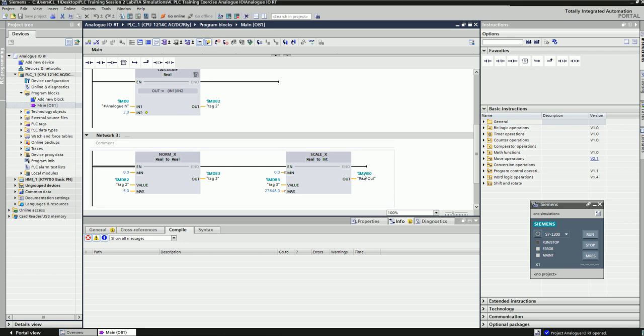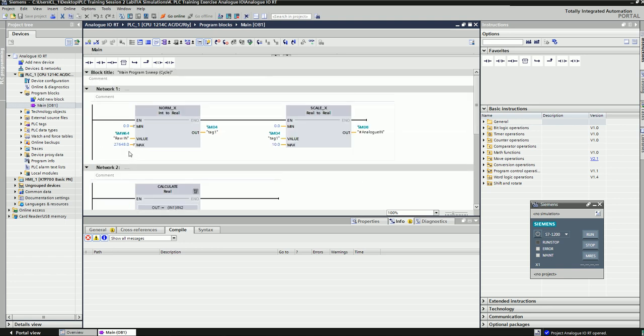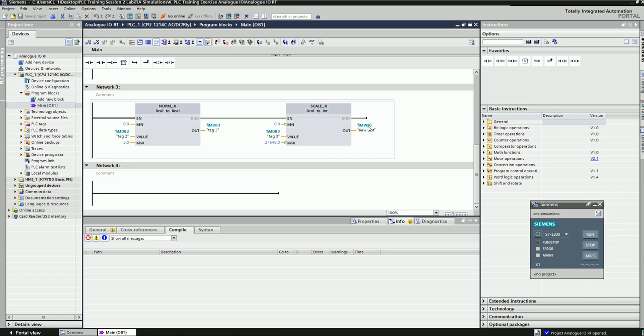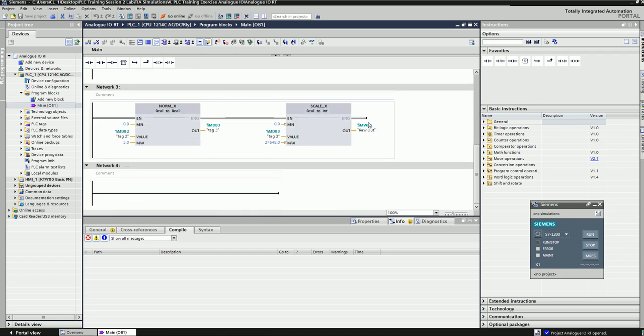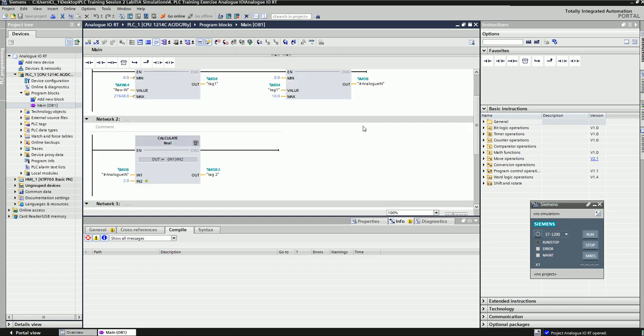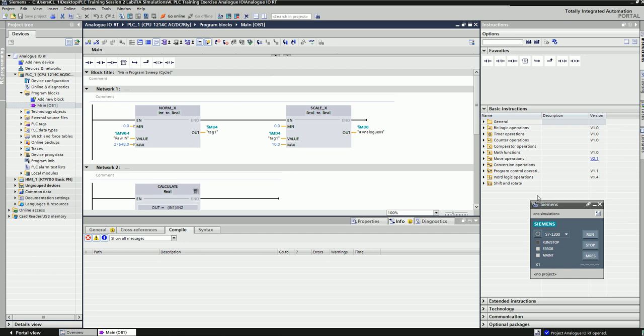Here please note that I am using the memory bits here. Memory bit at MW64 and memory bit output MW80. For the actual inputs and outputs, I will use I instead of M. So I will first download it. Since I am using the simulator CPU, I will first download it.